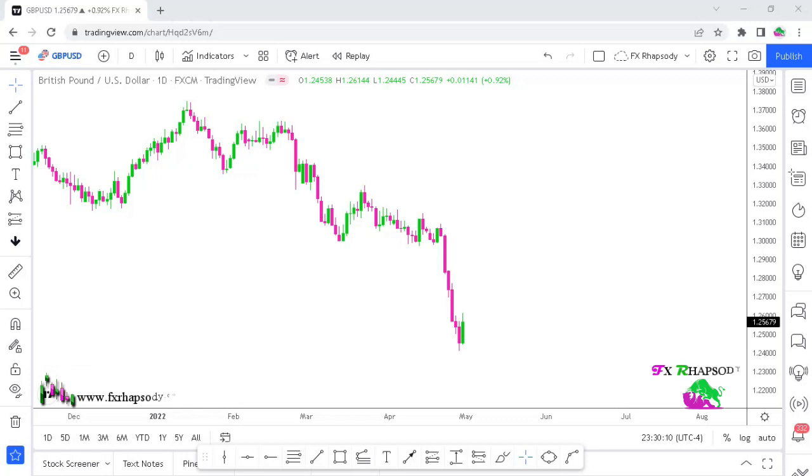Today we're looking at two currency pairs again. It's going to be the British pound pairs, British pound USD dollar, and British pound Japanese yen.